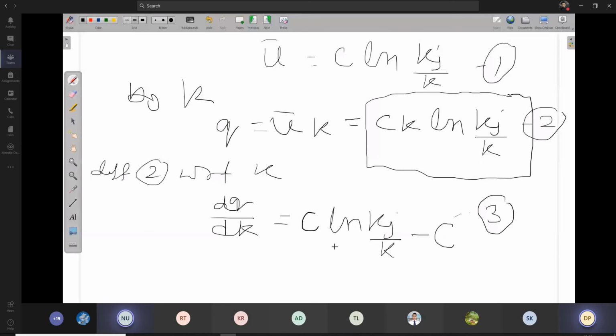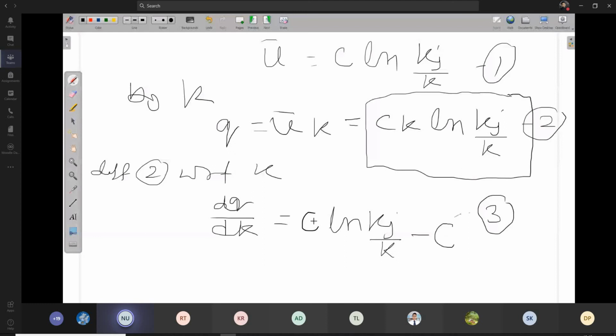Sir, my construction. First I differentiated k, so we got C ln kj by k, and then in the next step we left that k, so we will differentiate ln kj by k. The derivative of ln kj by k is 1 upon kj by k, that is k by kj, and then again we will differentiate kj by k, so we will get minus kj upon k square. So this is how I've done, sir.